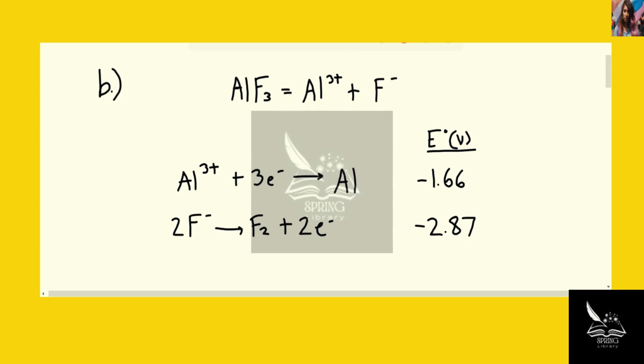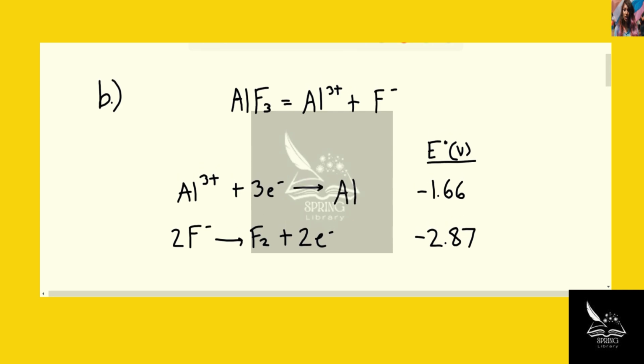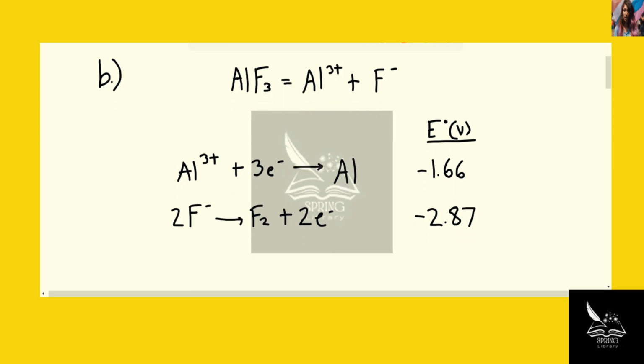The compound that we are electrolyzing in part B is AlF3. So we have Al3+ ions and F- ions. We look up the half reactions from the standard reduction potentials table, and we see that we have Al3+, which is what we start with, being reduced. We have F- being oxidized after we reverse a reaction of F2 being reduced.